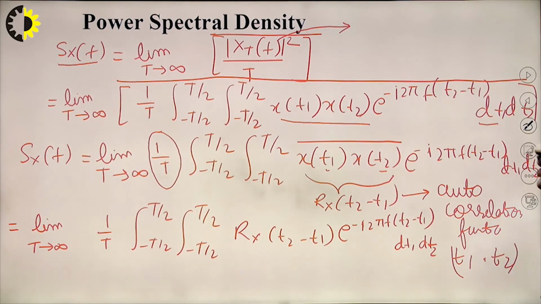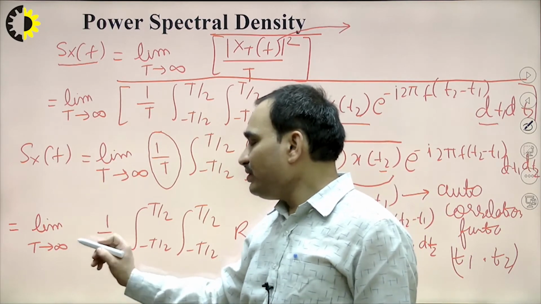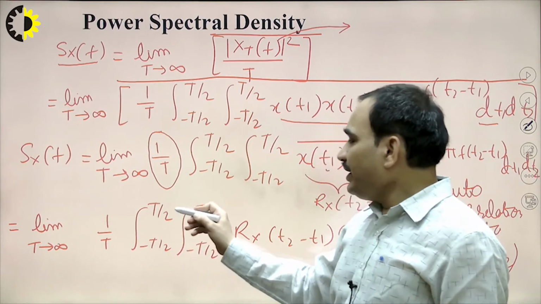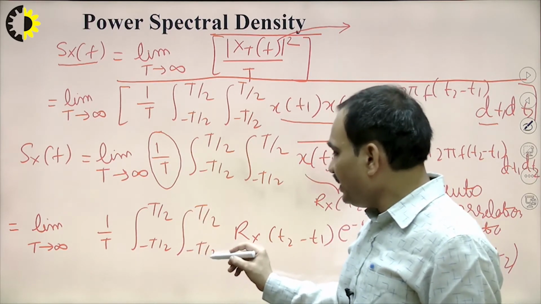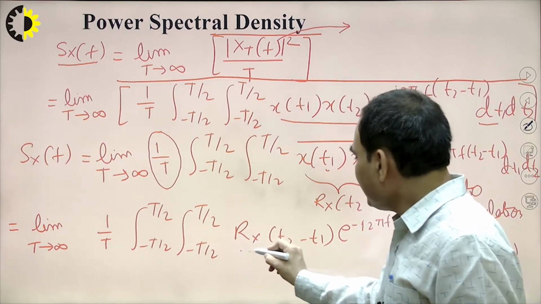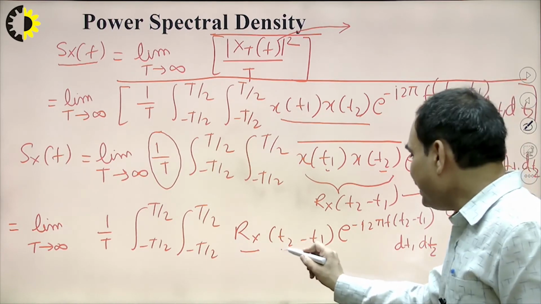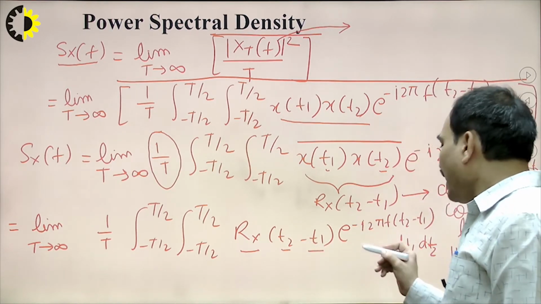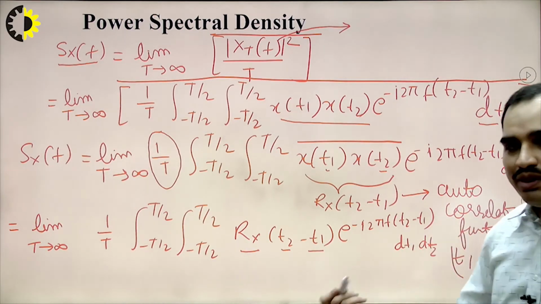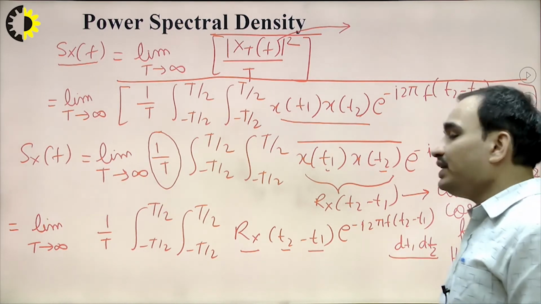Okay. So we can further solve it: limit t tends to infinity 1 by t, integral from minus t by 2 to plus t by 2, and second integral minus t by 2 to plus t by 2 of Rx, the autocorrelation function of the time difference t2 minus t1, and e raised to power minus j 2 pi f (t2 minus t1), the time difference, and the differentials are dt1 and dt2.